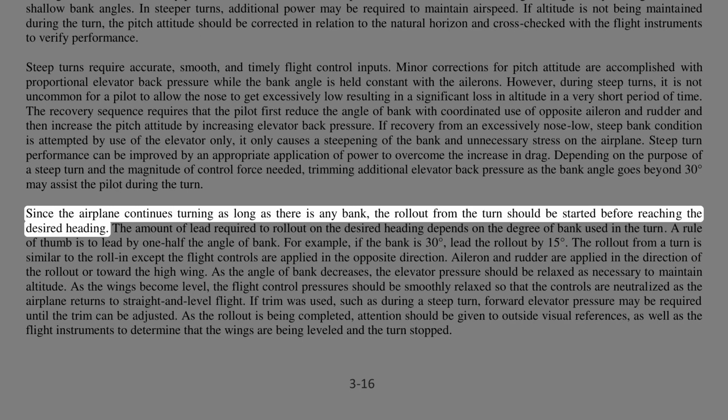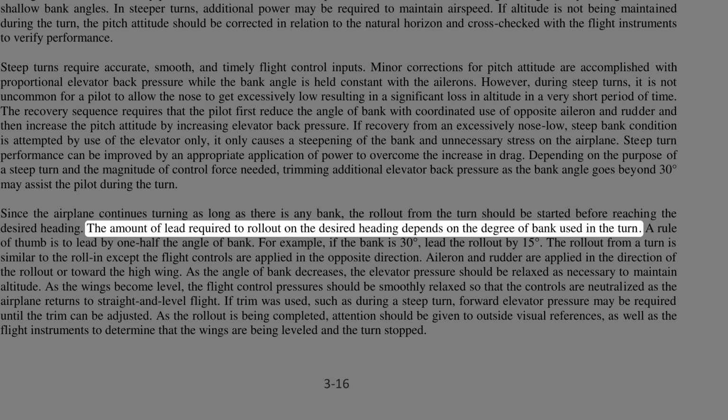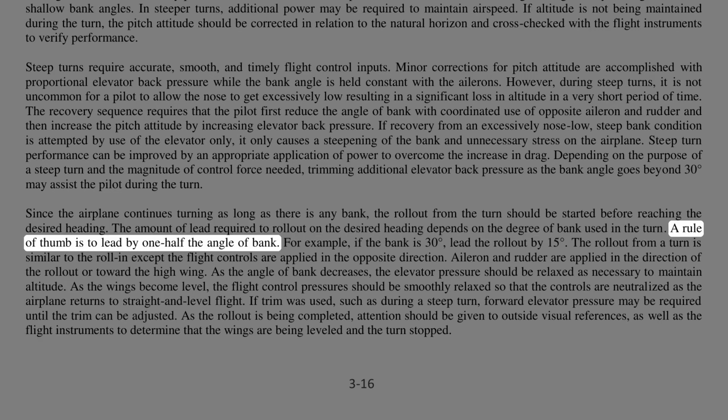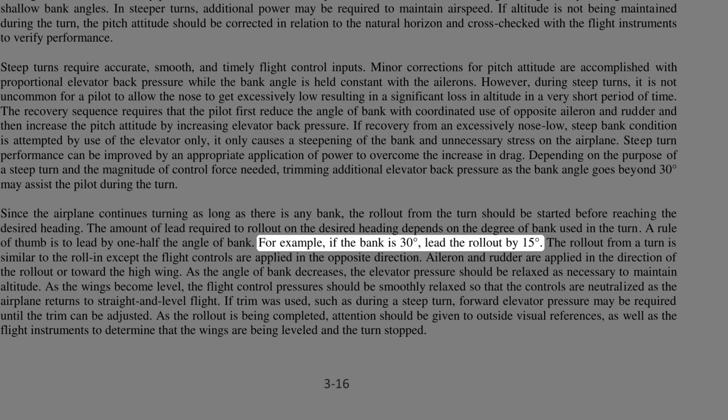Since the airplane continues turning as long as there is any bank, the rollout from the turn should be started before reaching the desired heading. The amount of lead required to roll out on the desired heading depends on the degree of bank used in the turn. A rule of thumb is to lead by 1/2 the angle of bank. For example, if the bank is 30 degrees, lead the rollout by 15 degrees.